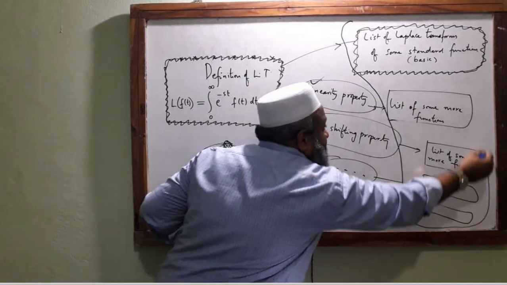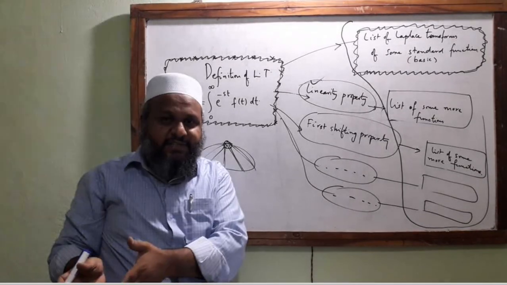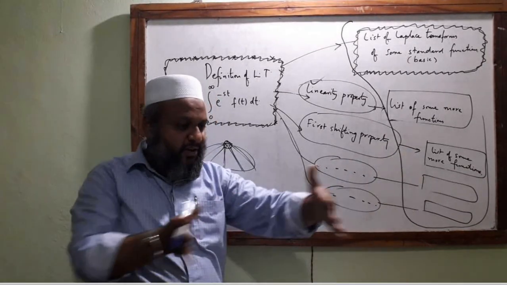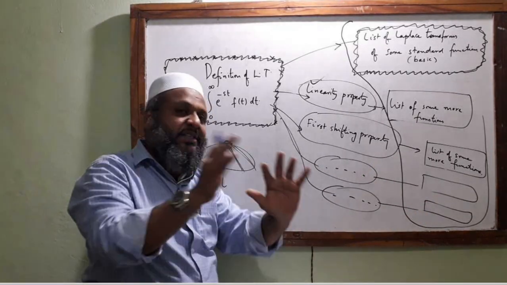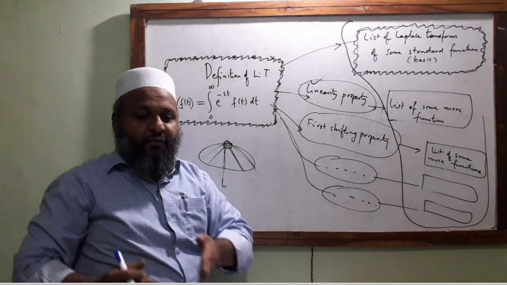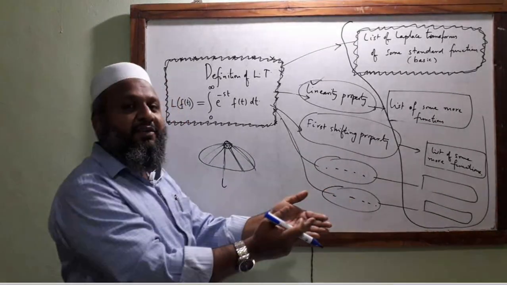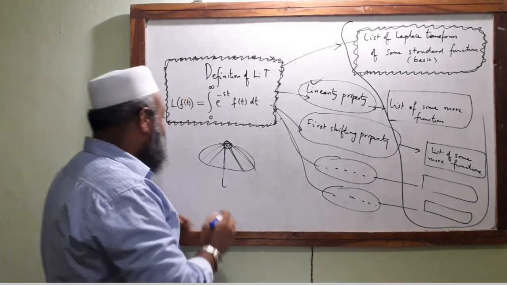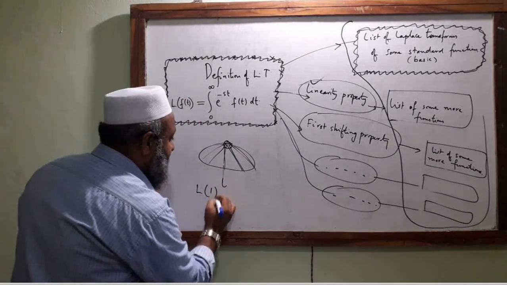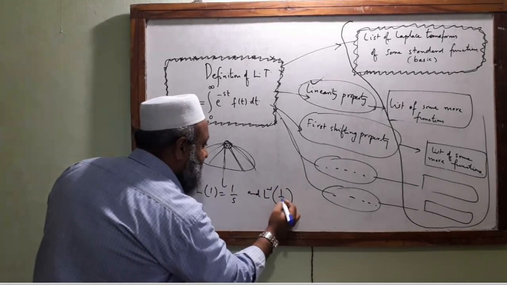And keep in mind that Laplace transforms and inverse Laplace transforms are not to be separated. You will be jumping from one ground to the other. What is the Laplace transform of 1? That is 1 by s. If I ask you what is the inverse Laplace transform of 1 by s, you will come back to this one. So at the end, L of 1 is 1 by s, and L inverse of 1 by s is 1.